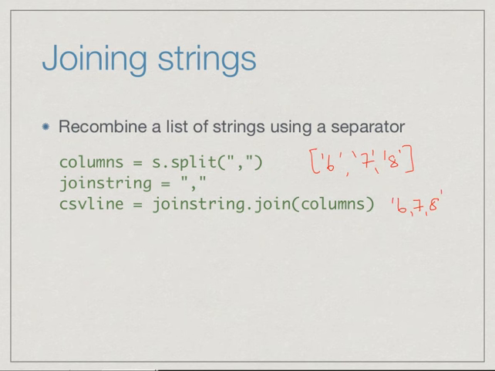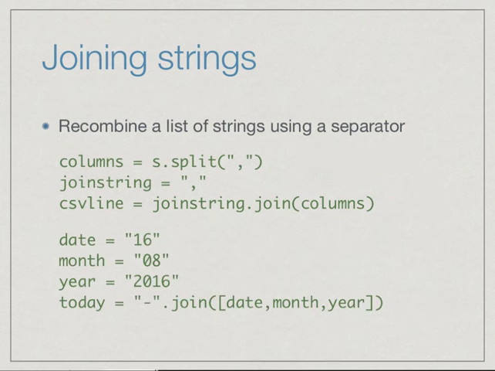Okay, so here is another example. Here we have a date 16, a month 08, and a year 2016 given as strings, and I want to string them together into a date like we normally use, with hyphens. So here, instead of giving an intermediate name to the hyphen and then saying hyphen dot join, I directly use the string itself. Just to illustrate that you can directly use the joining string as a constant string and say use this to join this list of values.